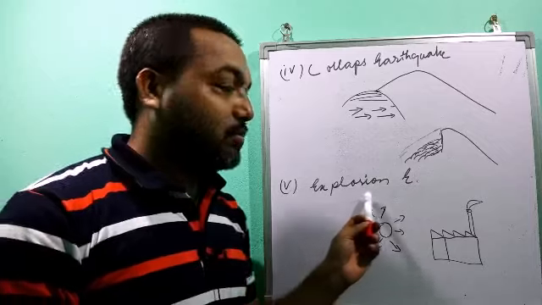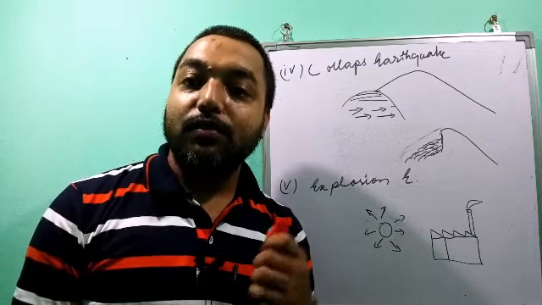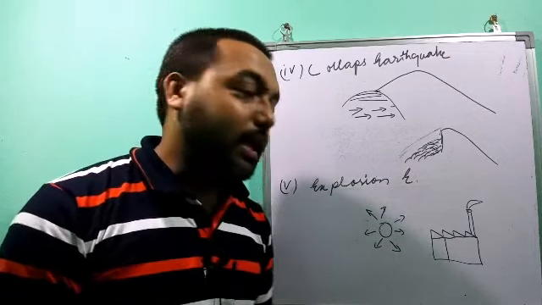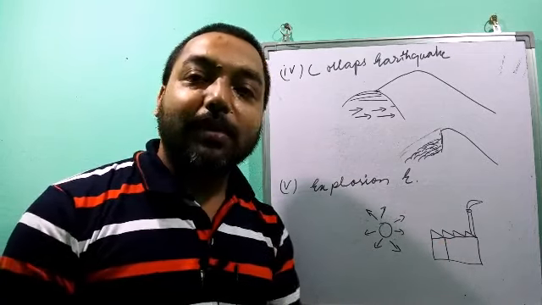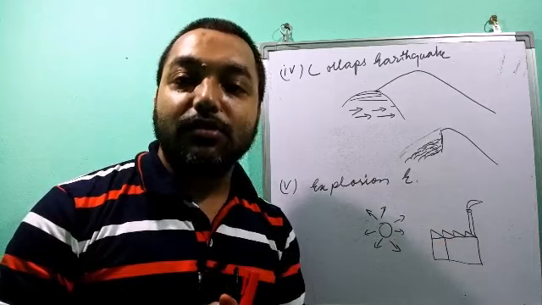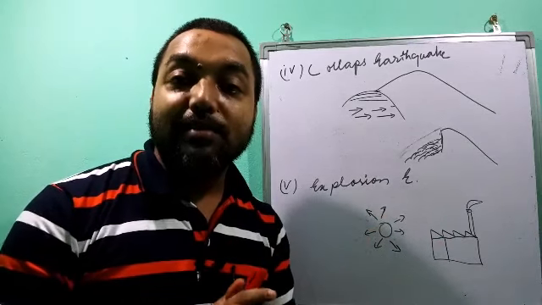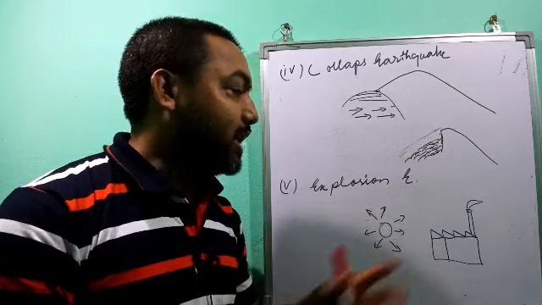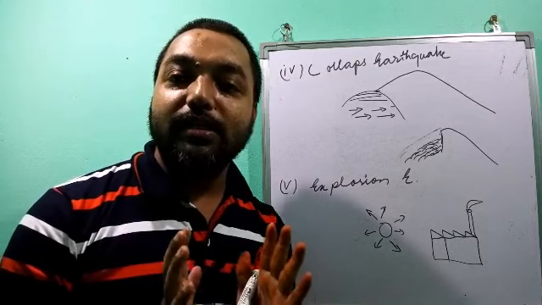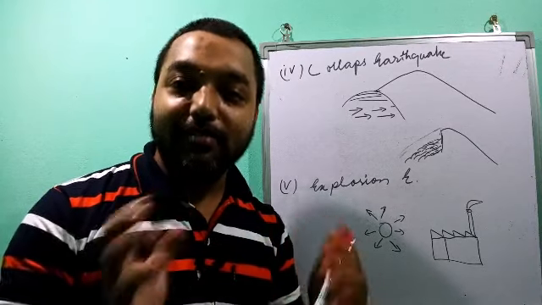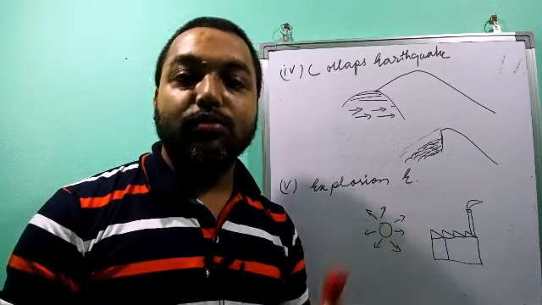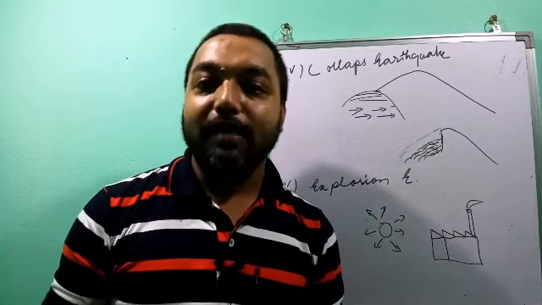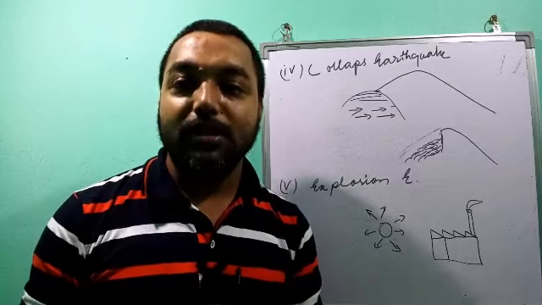Another cause is if a huge explosion is created, like a bomb blast, or due to some chemical reaction in certain industries, some blast or explosion may take place. Due to this explosion also, a small intensity earthquake is created in the nearby area. This type of earthquake is known as explosion earthquake. So these are the 5 different types of earthquake we have discussed.